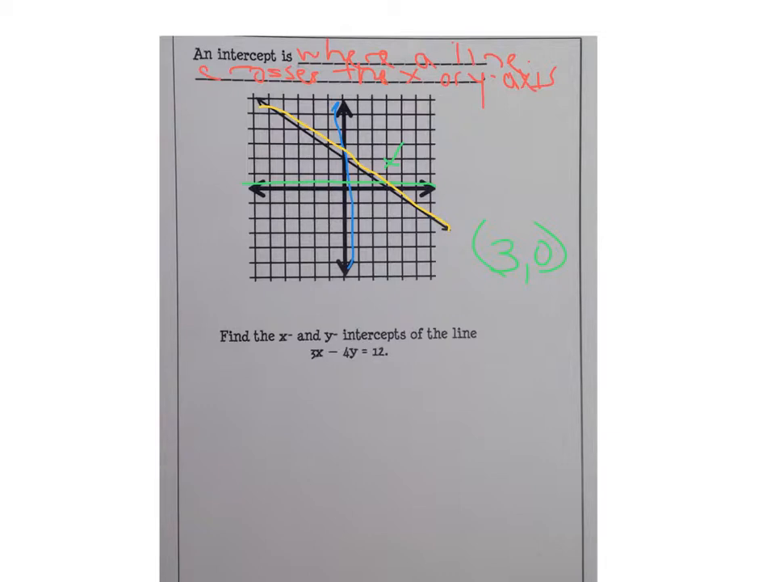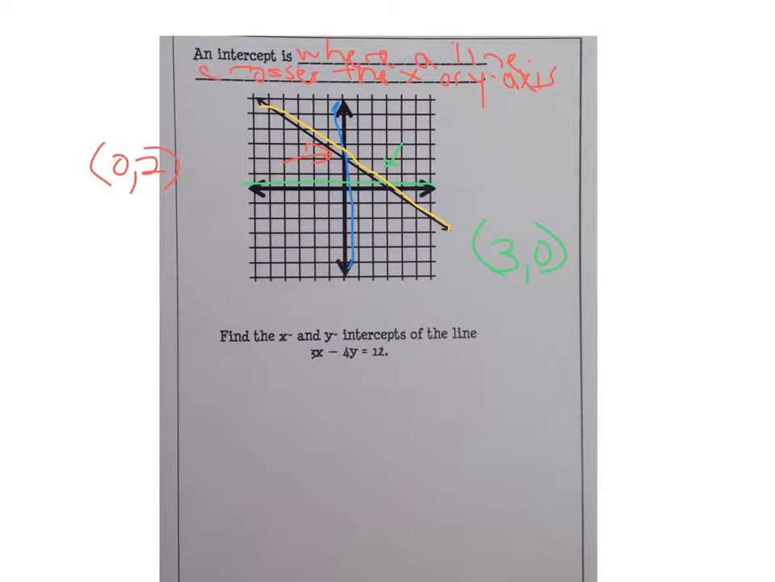Now the other one I'm looking for is the y-intercept, and that's where it crosses the y-axis. That's going to end up being 2 up, so (0, 2) is the y-intercept. Biggest thing that people get mixed up is the y-intercept is on the y-axis, so x is 0 then. The x-intercept is on the x-axis, so y is 0 then. That's a common misconception.